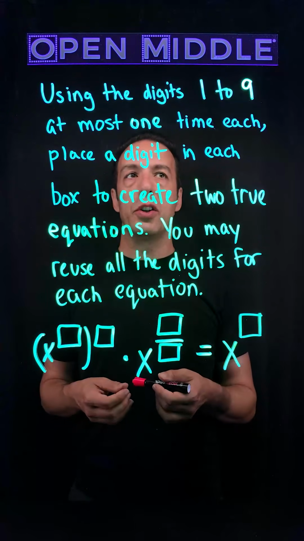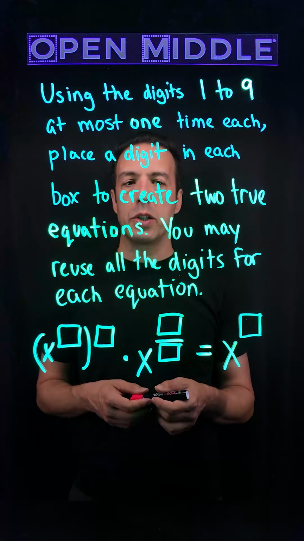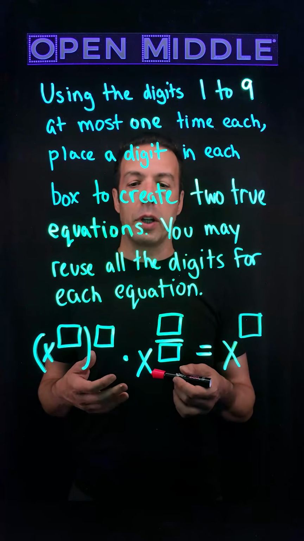So it says, using the digits 1 to 9 at most one time each, place a digit in each box to create two true equations. You may reuse all the digits for each equation.